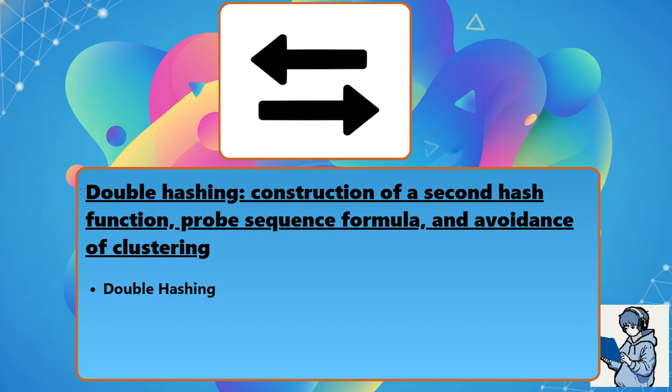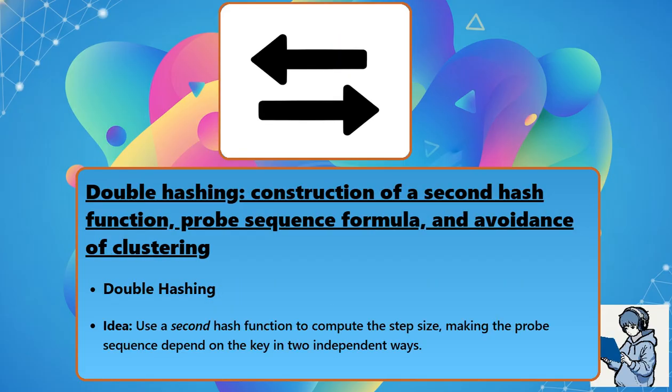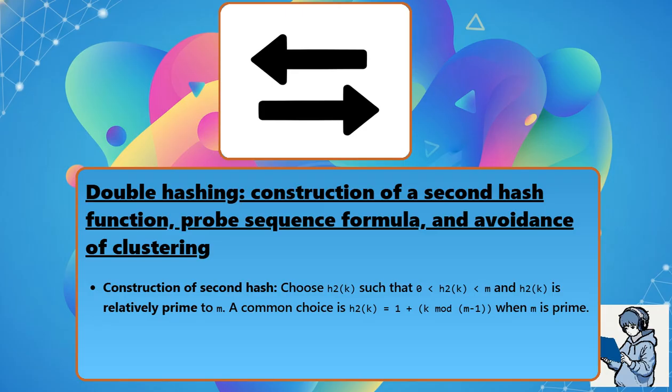Double hashing. Use a second hash function to compute the step size, making the probe sequence depend on the key in two independent ways. Construction of second hash: choose H2 of k such that 0 is less than H2 of k, which is less than m, and H2 of k is relatively prime to m. A common choice is H2 of k equals 1 plus (k mod (m minus 1)) when m is prime.